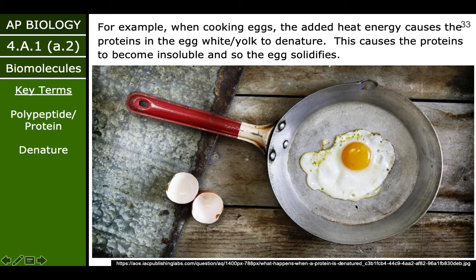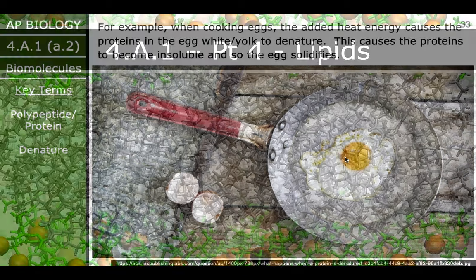But when you cook eggs, okay, so eggs, we know, when we think of protein, one of the foods that you probably think of is eggs, right? When you're adding heat energy, you're actually causing all of the proteins in the egg white and the yolk to denature, okay? This is why the egg actually becomes more solid. It becomes insoluble, which means it cannot be dissolved anymore, and it starts to stand out, okay?